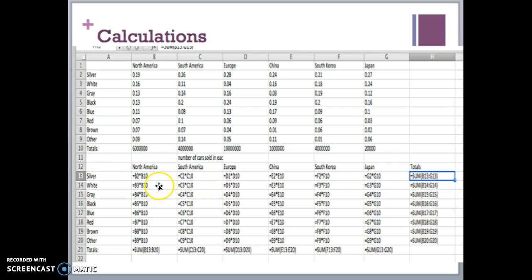After I did that for each color and each region, I wanted to see the totals of the total colors, like how many silver cars were sold in total, how many white, gray, black, blue, red, brown, other. And then I also wanted to see the totals for each region. So how many cars altogether were sold in North America, South America, Europe, China, South Korea, Japan.